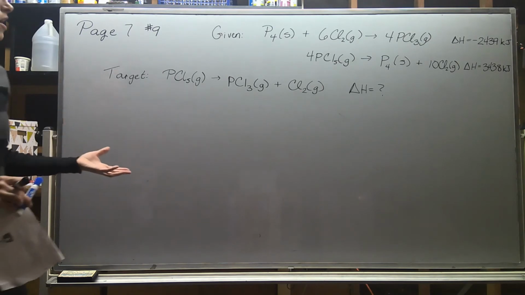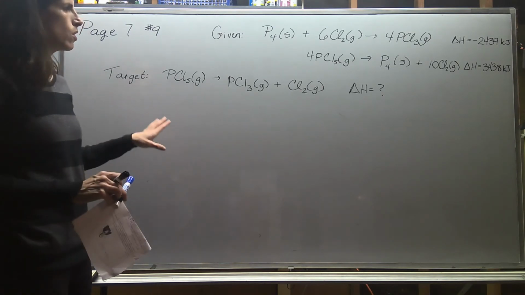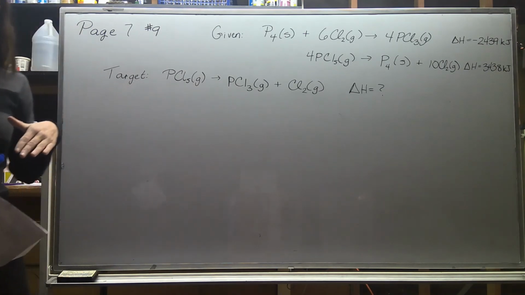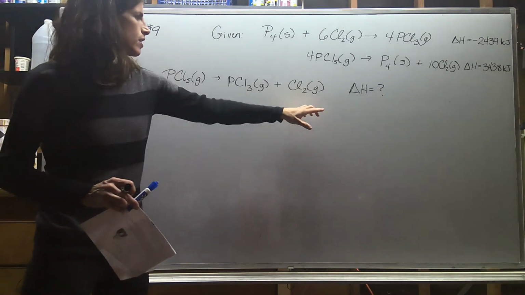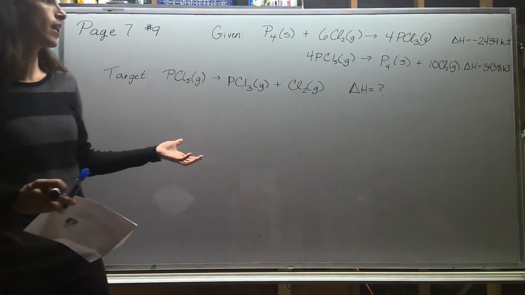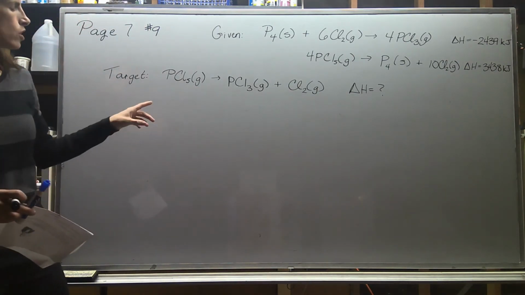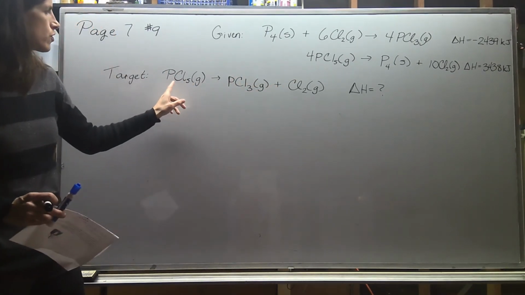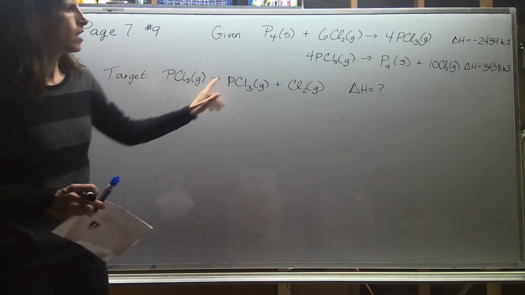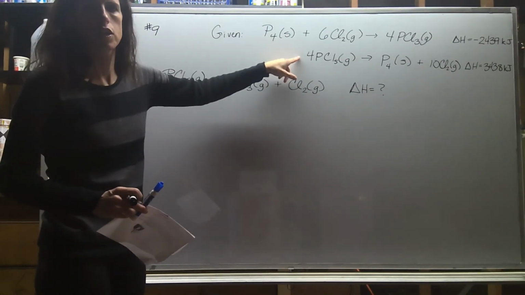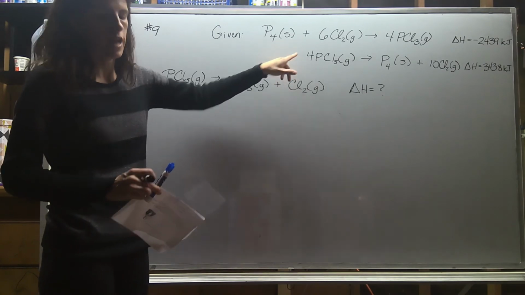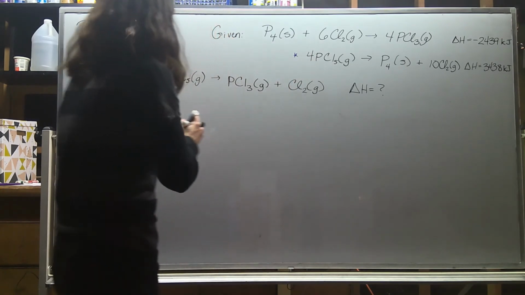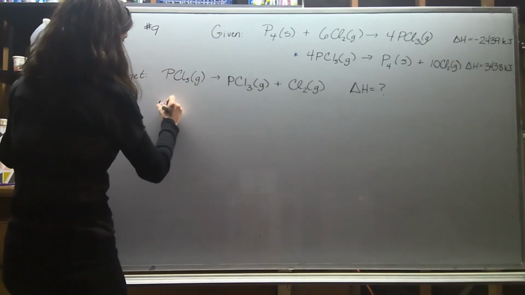Alrighty, let's look at number 9, where we have a chance to not only manipulate the equations, but also add them up to figure out the enthalpy of what I like to call a target reaction. How I approach this is I look systematically through the target reaction. The first thing I see is phosphorus pentachloride, and I notice that this equation here has phosphorus pentachloride on the reactant side as well. So I'm going to use this as is, and I'll rewrite it here.